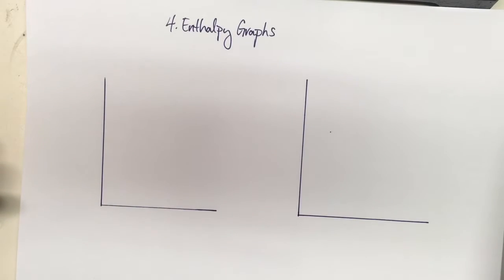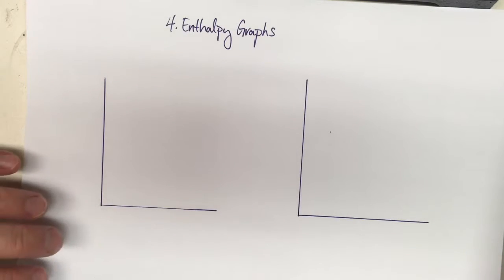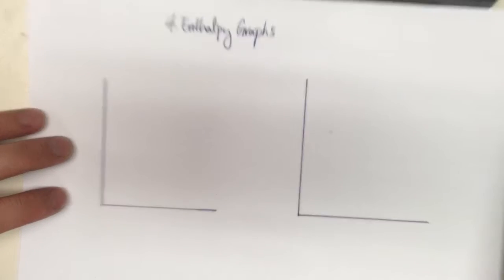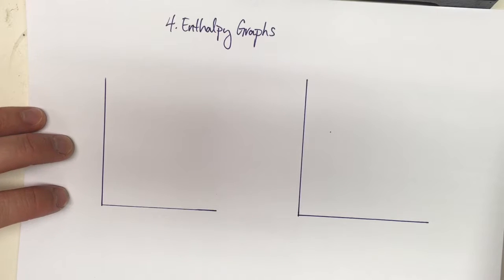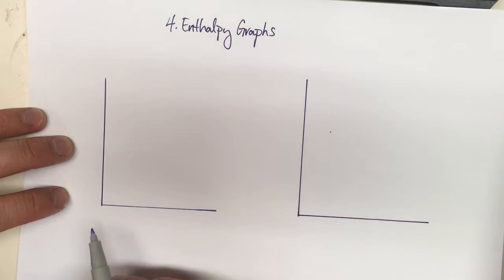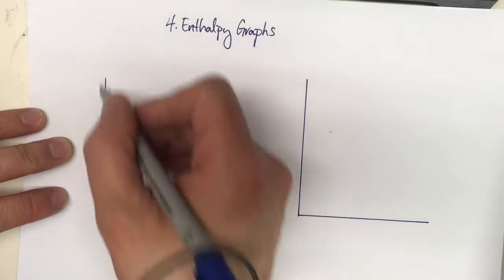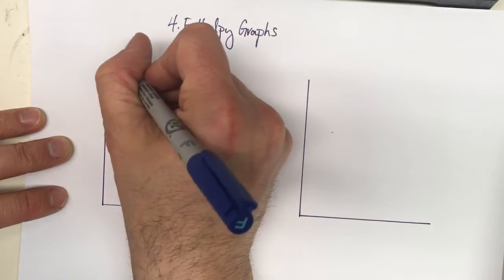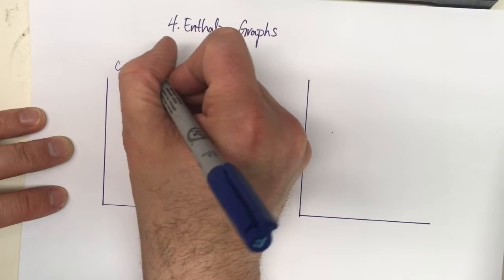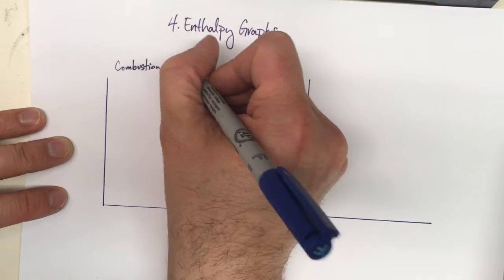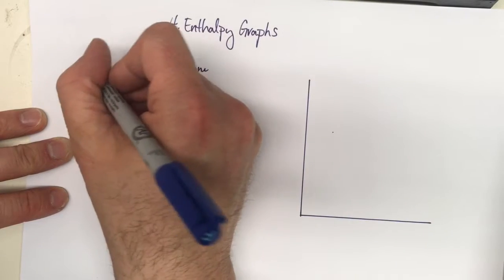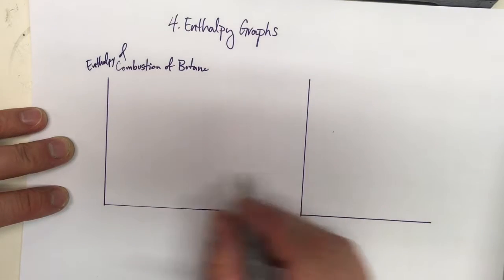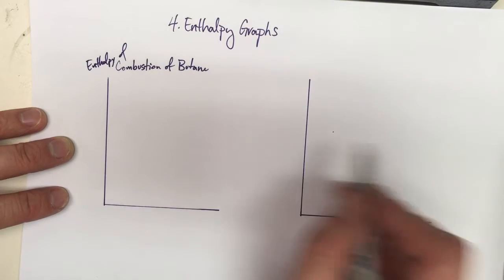The last kind of communication that we talk about in this unit is communicating energy using an enthalpy graph. So we've already used butane combustion a few times. The butane combustion is exothermic. So if we did the combustion of butane, and it was the enthalpy of combustion of butane, it's an exothermic reaction.